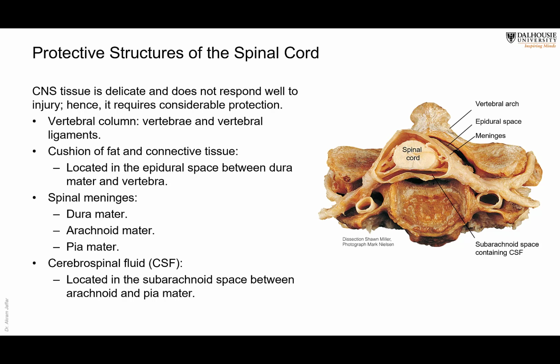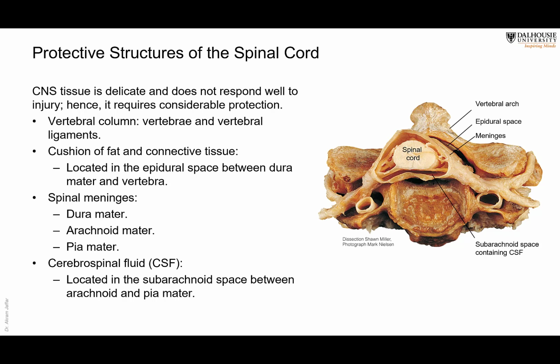So the first protective covering here comes from the vertebral column, the bone and the ligaments that connect between the bones. And then we have a cushion of fat and connective tissue in this area. Of course, this is cleaned and dissected and the fat has been removed. And this is called the epidural space. It's outside the meninges, outside the first layer of meninges, which is called the dura mater. And then we have the meninges.